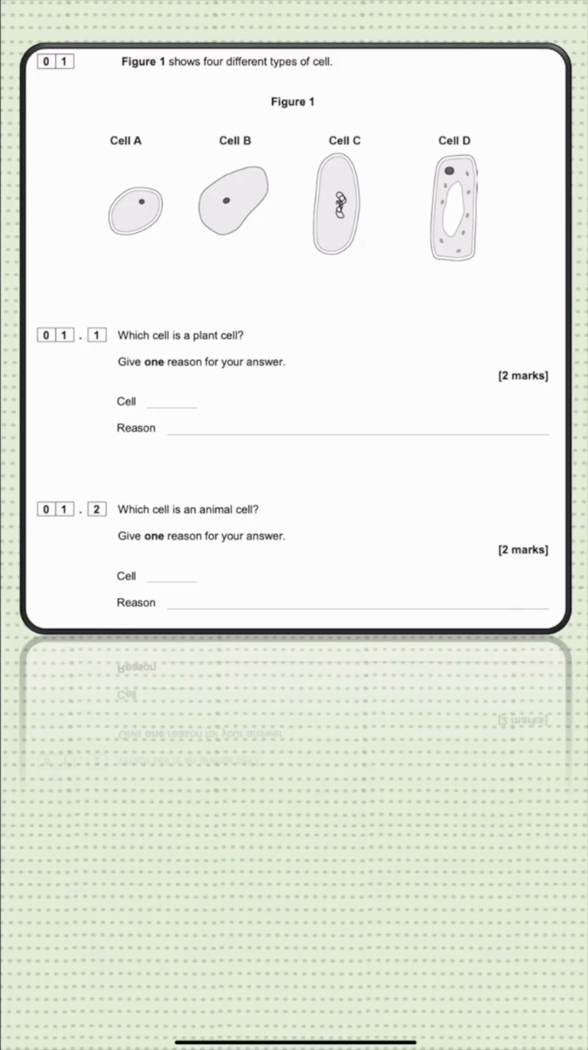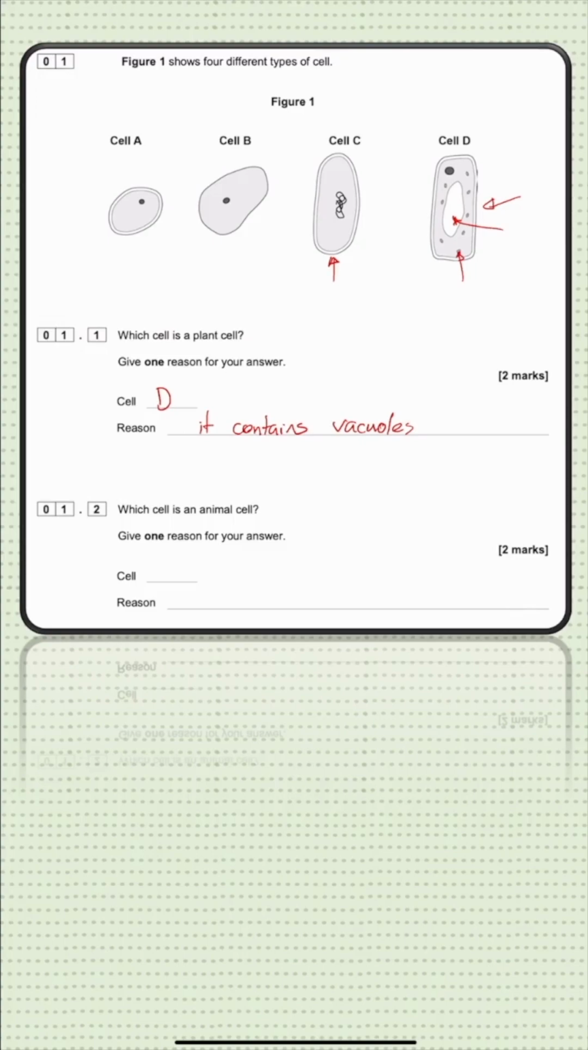D is correct. What is the reason? For the extra mark, you have to think of what this has that none of the others have. It's probably this big white thing in the middle. What is that called? Yep, it contains a vacuole. So you need to pick something that none of the other cells have. You can't say it has a cell wall, because if you see here, cell C also has a cell wall. You have to say it contains a vacuole. Or you can also say, see these little things here, they're probably chloroplasts. So you can mention that.